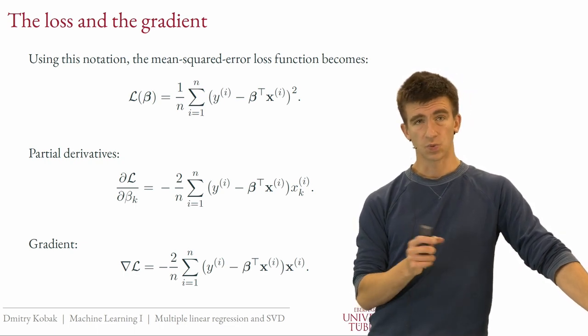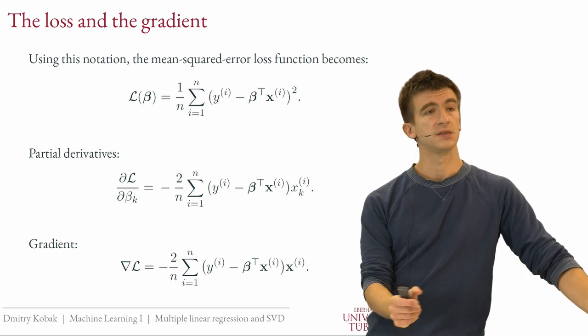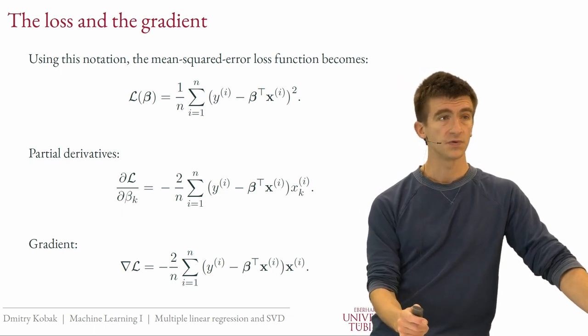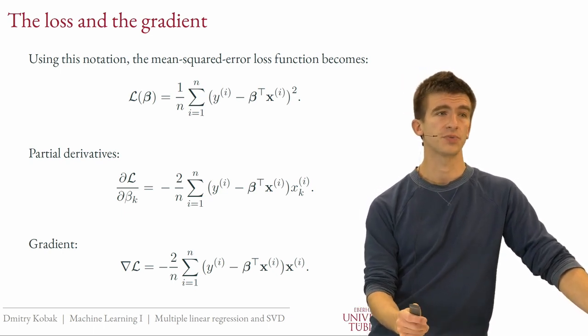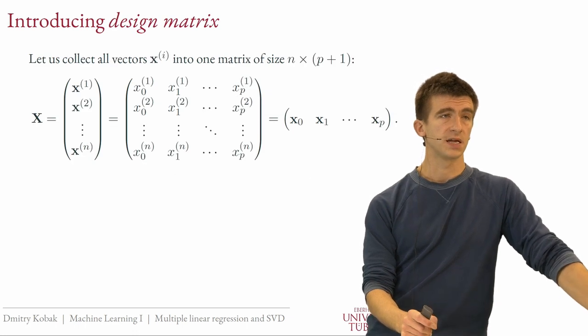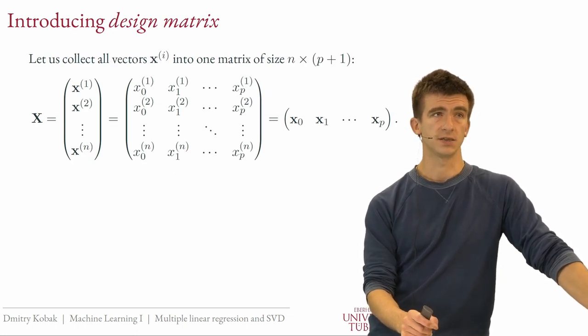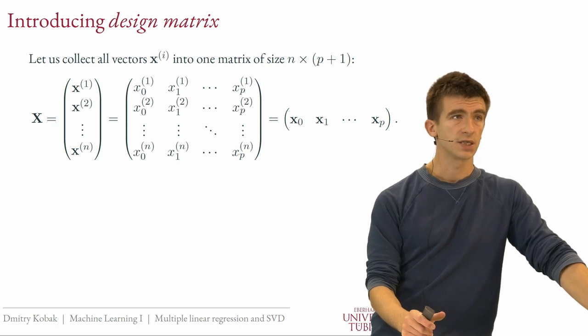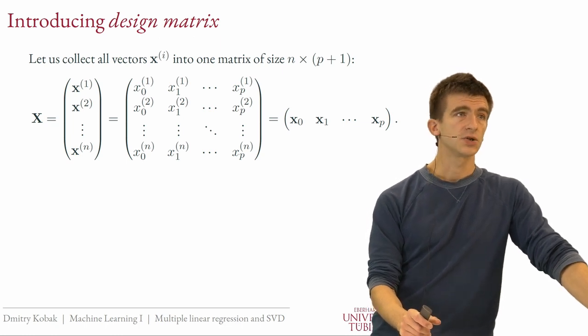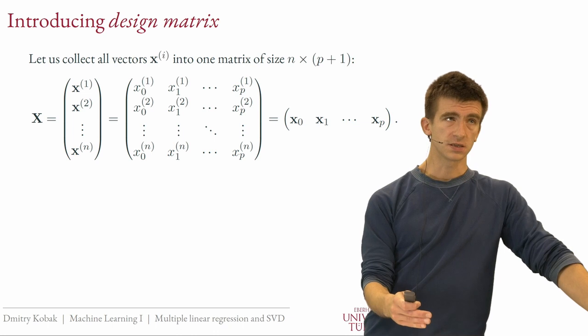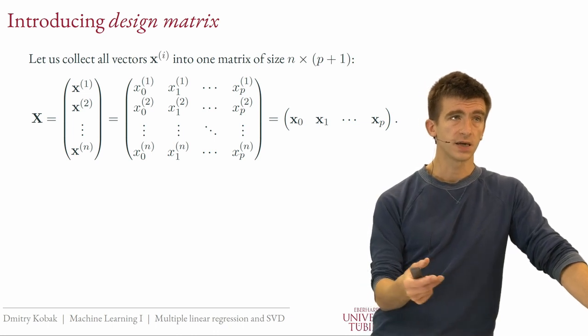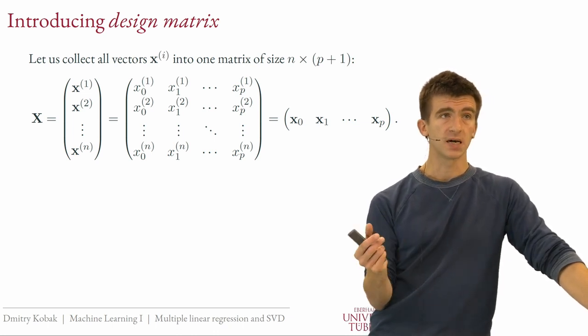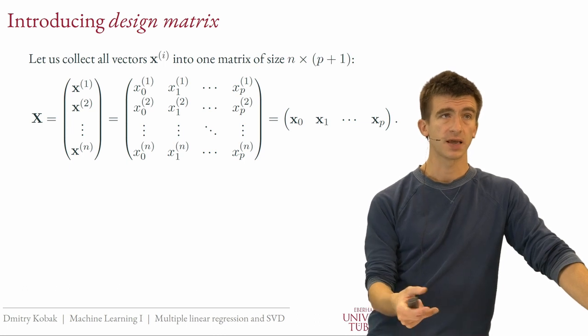However, in a way we're done, but there's a better way to write that, that is more convenient mathematically and more convenient practically, and that's to rewrite all of that in a matrix notation. So that's what I want to do here. We have a collection of vectors xi, every xi is a p plus one dimensional vector, and there are n of them.